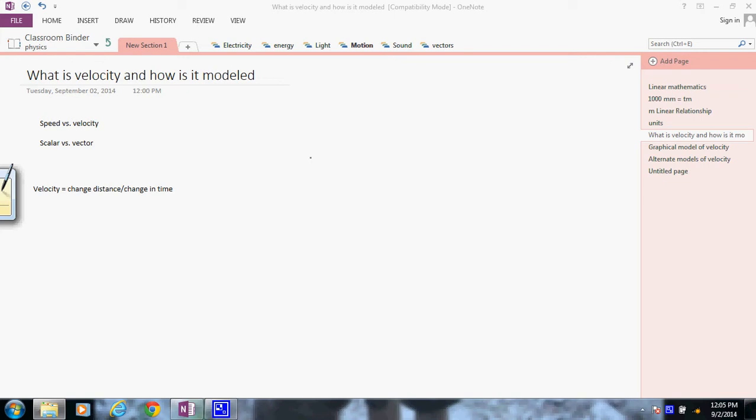Okay, so first of all, what is the difference between speed and velocity? Keep in mind, everybody knows what speed is. If you've been pulled over speeding, speed is a change in distance per change in time. Now, the distance doesn't exactly matter which distance you're going.